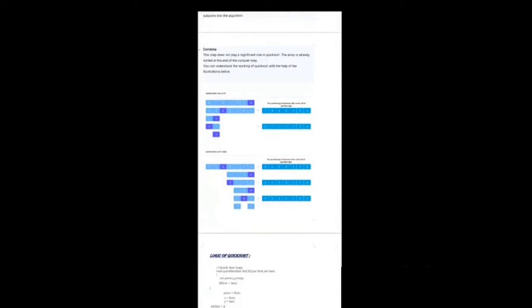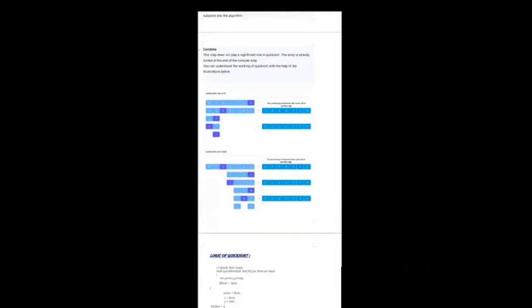First, explain divide. The array is divided into subparts taking the pivot as the partition point. The elements smaller than the pivot are placed on the left, and the elements greater than the pivot are placed on the right. Next, explain conquer. The left and right subparts are again partitioned by selecting pivot elements for them. This can be achieved by recursively processing the subparts in the algorithm. Next, combine. This step does not play a significant role in Quicksort. The array is already sorted at the end of the conquer step.